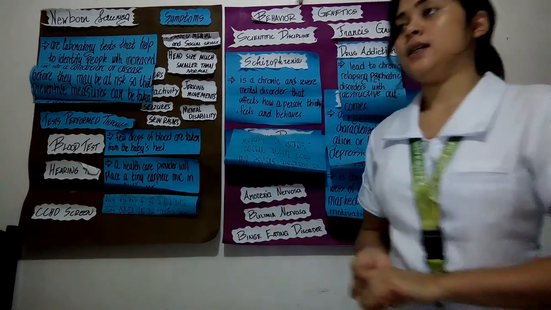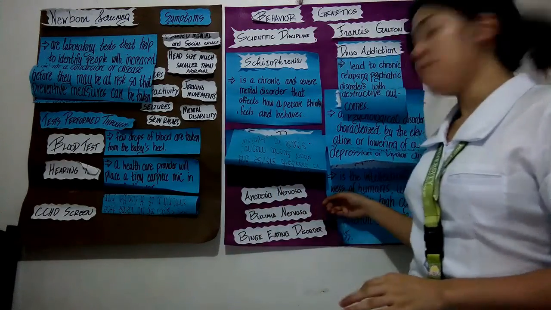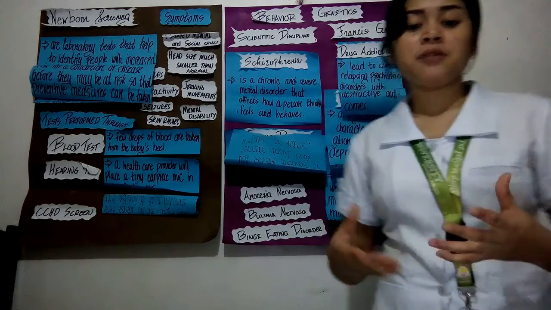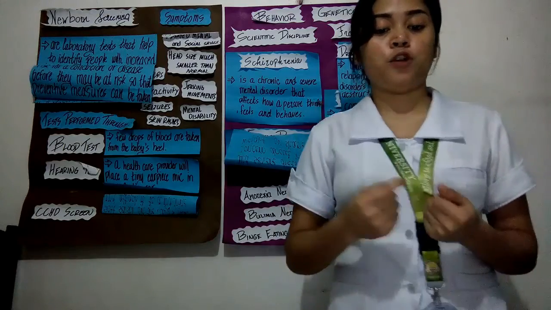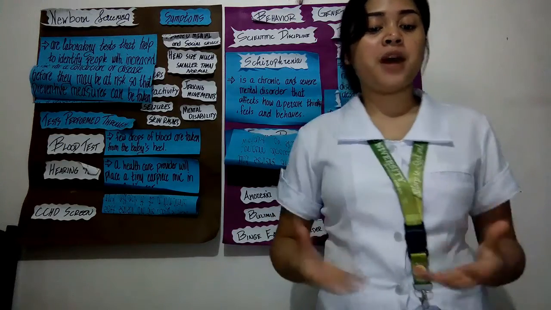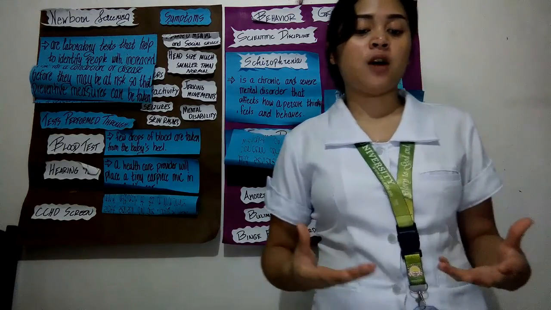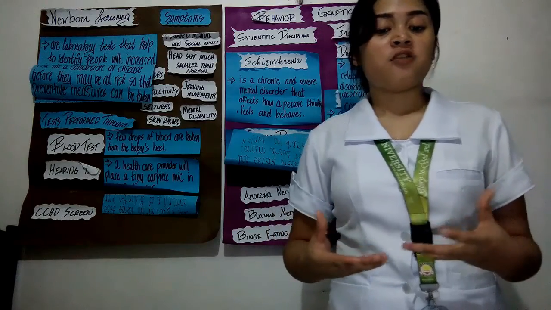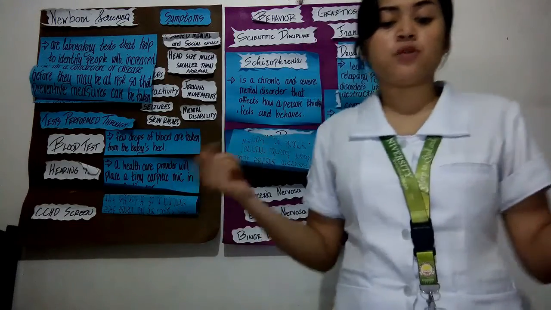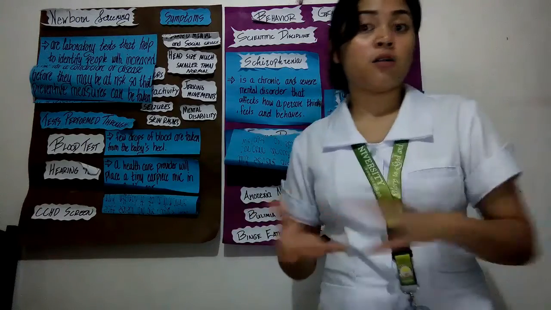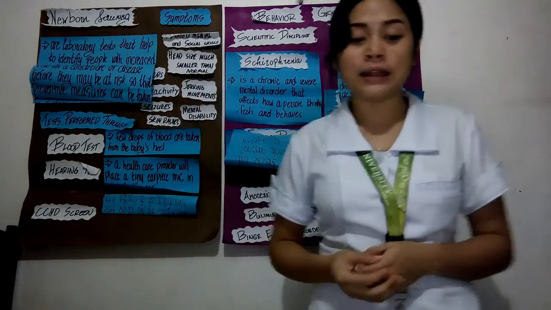So the next one is bulimia nervosa. Bulimia nervosa is characterized by repeated binge eating, or indulging in food, followed by behaviors that compensate for the overeating, such as forced vomiting, excessive exercise, or extreme use of laxatives and diuretics, the medicines that can make you lose weight.